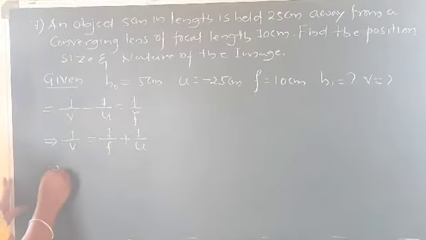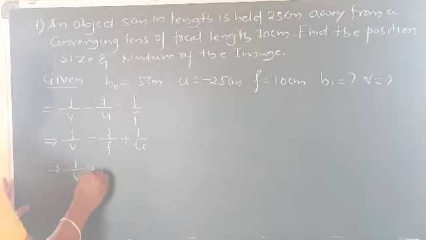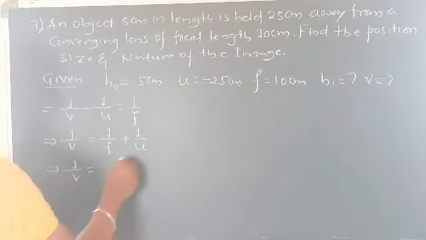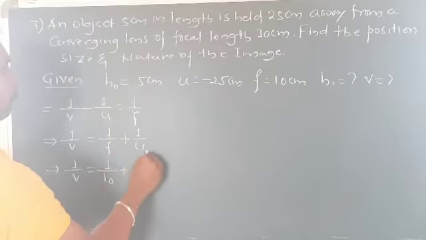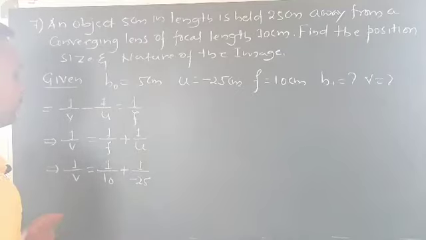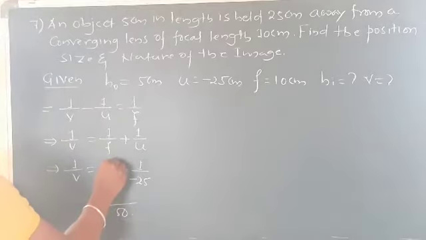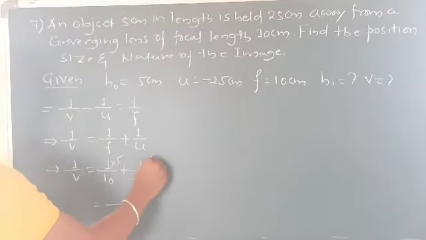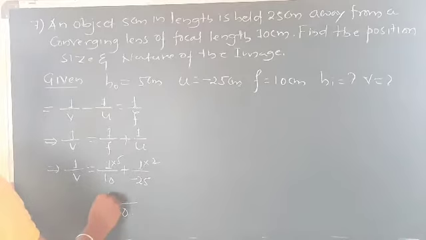Now 1 by V is equal to 1 by F plus 1 by U, so we can substitute the values here. 1 by F is 1 by 10, plus 1 by U, which is minus 25. Now we'll take the LCM, which is 50. 10 fives are 50, and 25 twos are 50. So 1 by V is 5 minus 2.